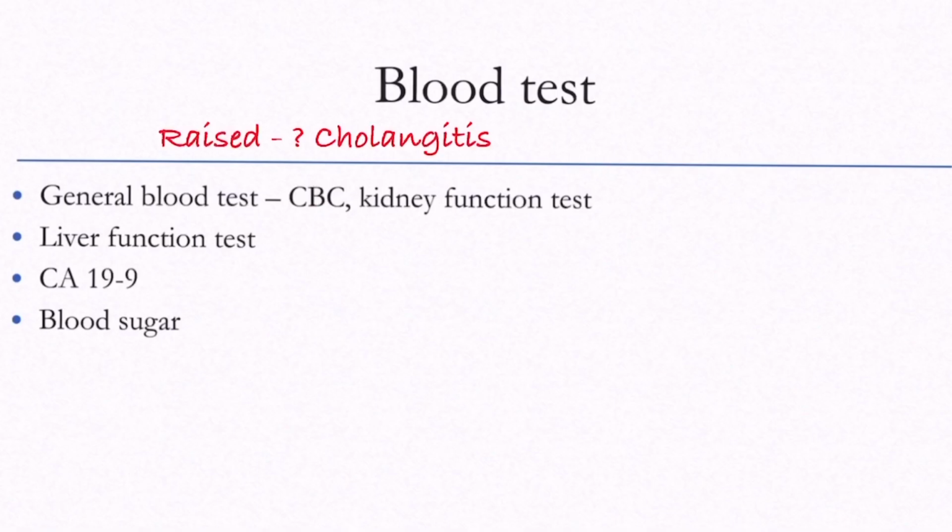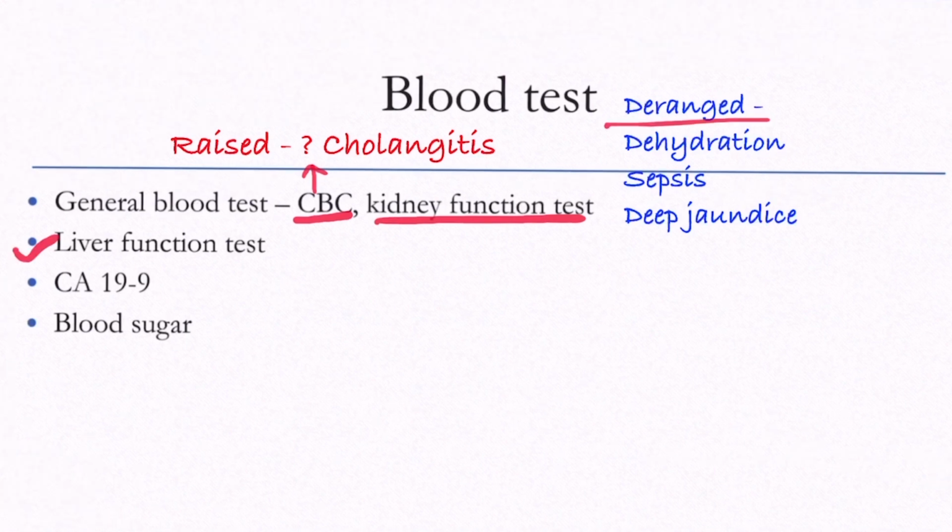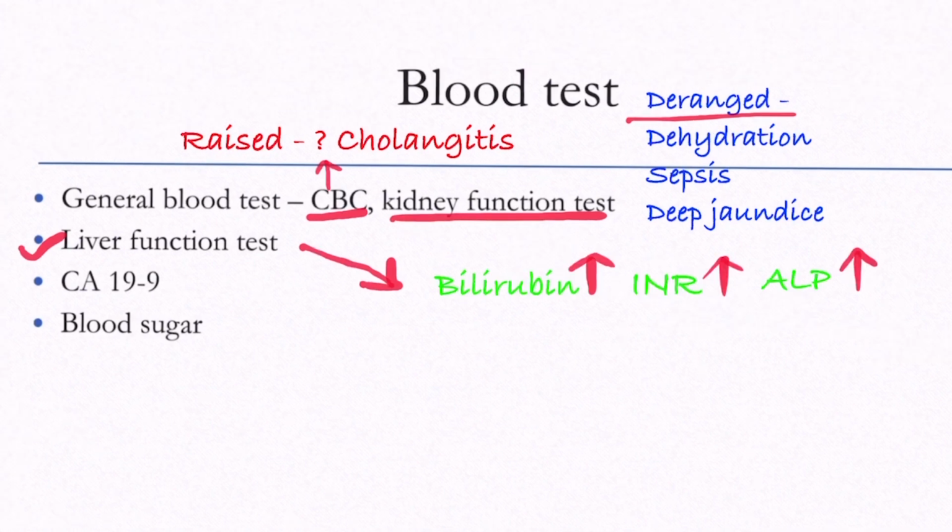Specific blood tests ordered are complete blood count. There may be low hemoglobin due to wasting. Increased counts may suggest cholangitis. Serum urea and creatinine for renal assessment. Liver function test would typically show raised direct bilirubin with raised alkaline phosphatase. Mild elevation of SGOT, SGPT may occur. INR may be deranged in deep jaundice as liver synthetic function may be affected.